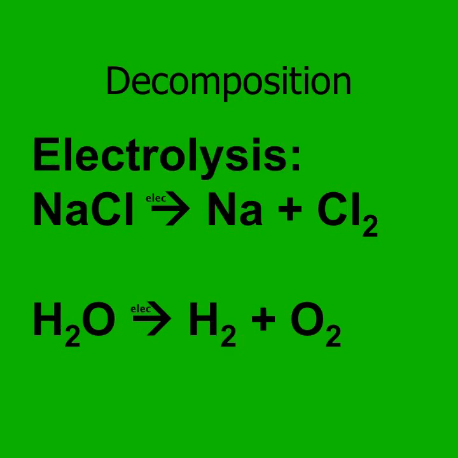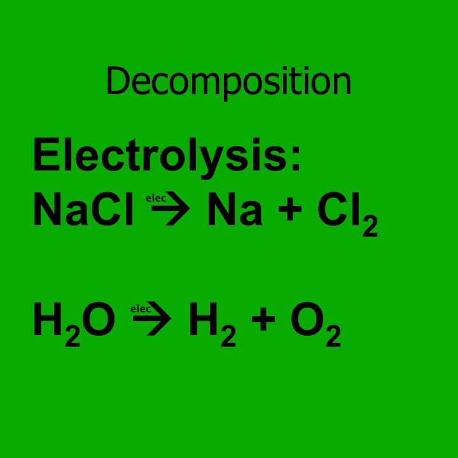The next type of decomposition is electrolysis. And in an electrolysis reaction, you use electricity to break up the reactant. All of these decomposition reactions start with one substance and end up with more than one substance. So in this case, we're starting with one substance, we pass a current through it, and it breaks apart into more than one substance. So the 2 reactions of interest here are the decomposition of sodium chloride and of water by electrolysis.